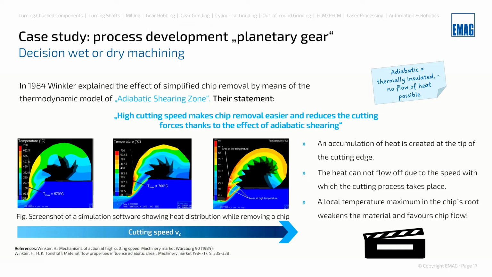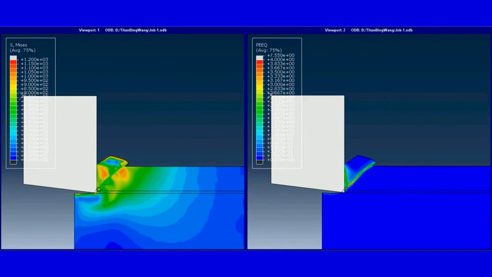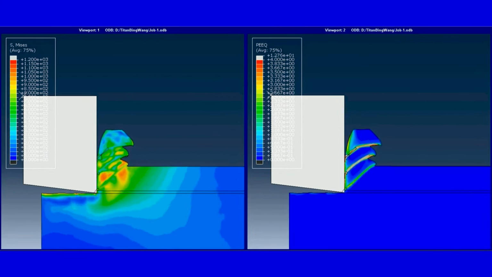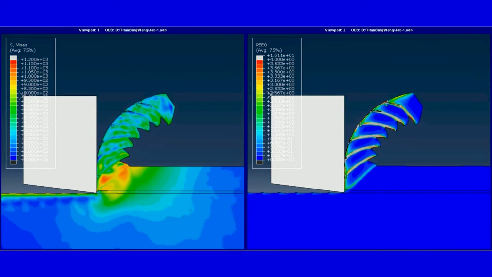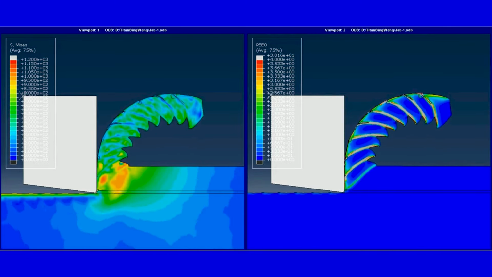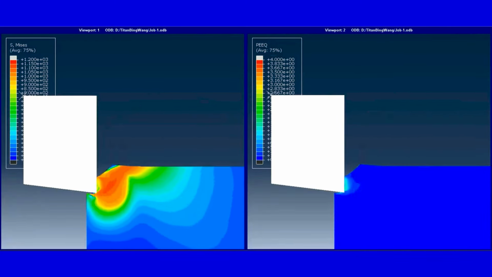And if we have a cutting speed that is high enough, we will reach temperatures that even reduce the mechanical properties of the material being cut in this area, and this is why the cutting force goes down, and why high cutting speed is favorable concerning chip removal. We have a nice video showing this effect. So on the left side you see this red hot zone in the chip's root. It even bumps a little bit. And this is what favors the chip removing process.